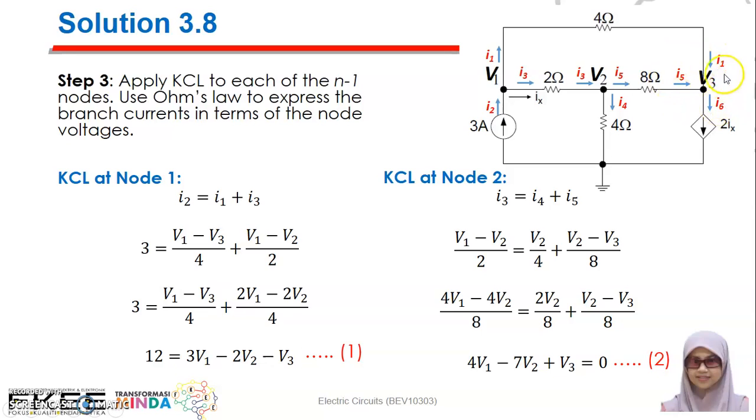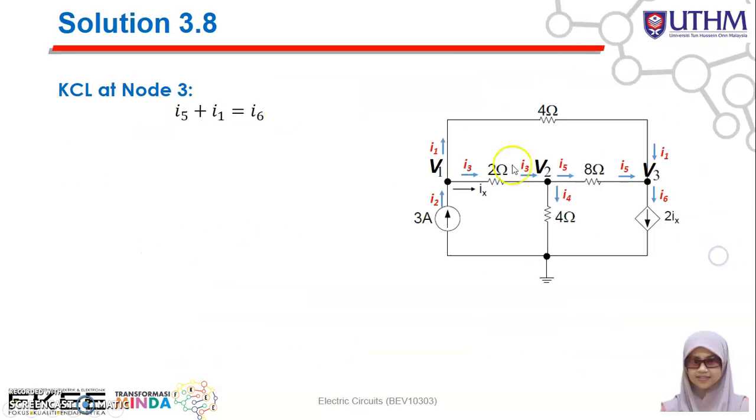Next, you need to apply KCL at the third node. So KCL at node 3 will be I5 plus I1 equal to I6. In this case I5 will be equal to (V2 - V3)/8, plus I1. I1 is V1 because the current will flow from the higher potential to the lower potential. So that's why (V1 - V3)/4 equal to I6.